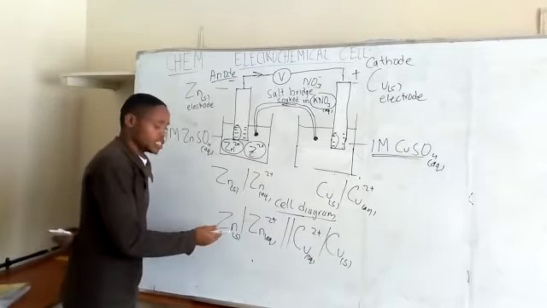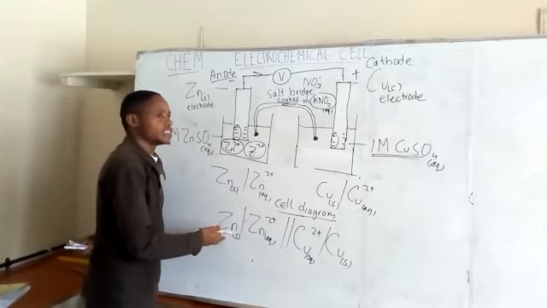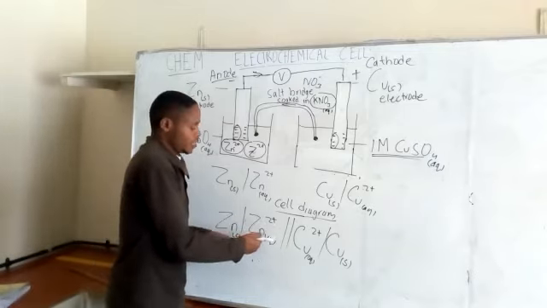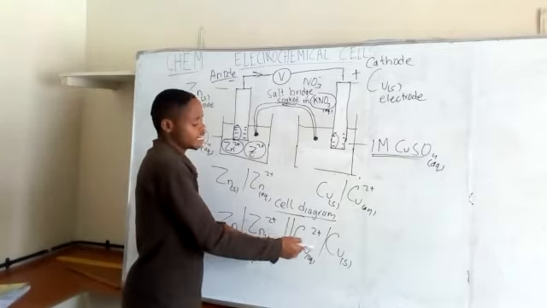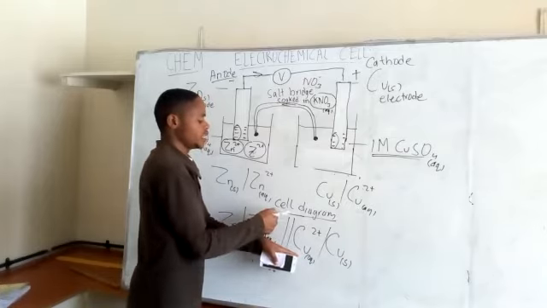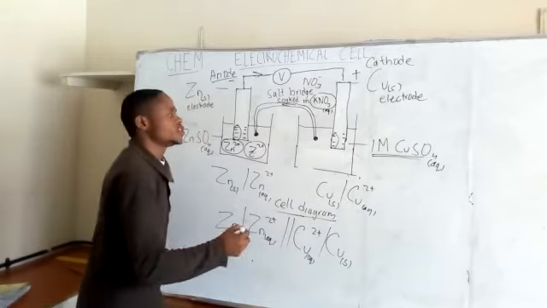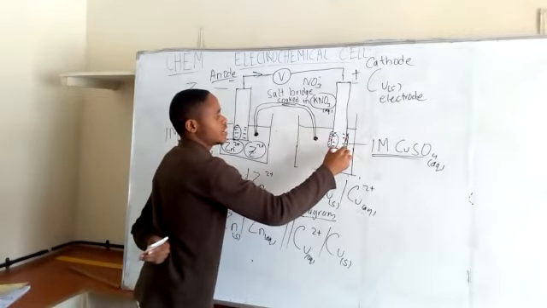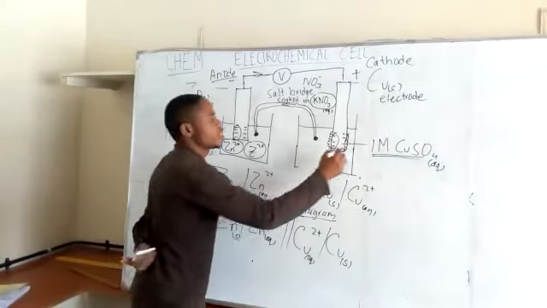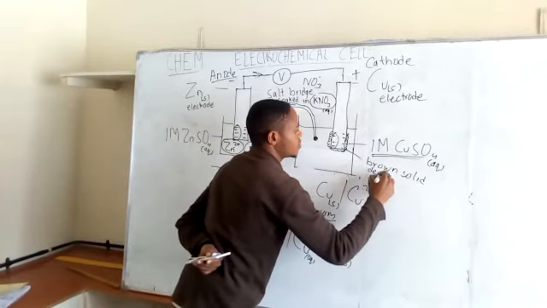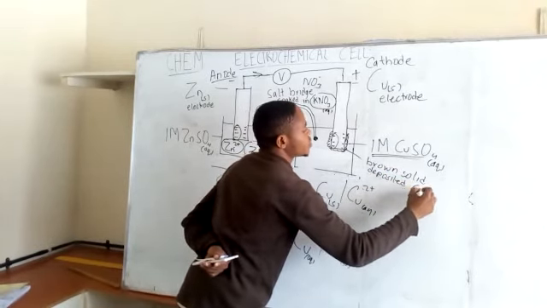It's simple. The zinc atom is losing 2 electrons, so it is forming the zinc ion. Those 2 electrons that have been lost are being gained by the copper ion. And once the copper ion gains the 2 electrons, it forms the copper solid. So with time, we should see some brown solid being deposited on the cathode.